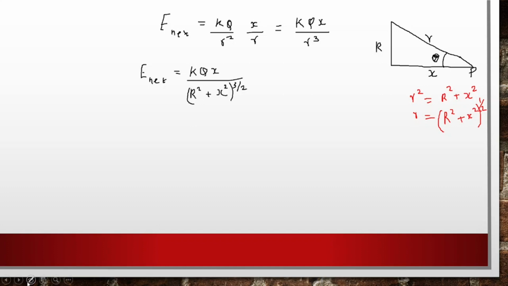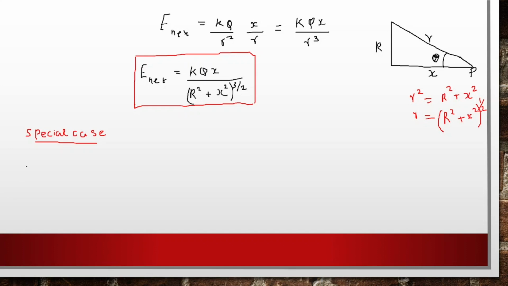So now let's put it in a box because this equation is really important. And in entrance exams you may have to apply this equation directly. And values for k you know, and values for q, x and R will be given in the question. So you should apply this equation directly and find out the answer. So you will get marks there. And here you have a special case. So what's that special case? So first one is at center. We need to find E net at center.